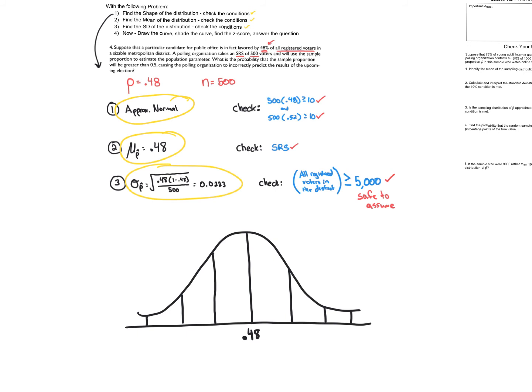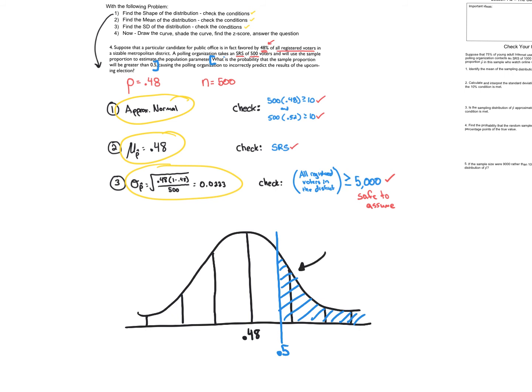So now let's get to the actual question. The actual question says, what is the probability that the sample proportion will be greater than 0.5? So let's find 0.5 on our curve, 0.5, and it said greater than. So we are shading this side over here. And we're just trying to find out what is the probability of what we just shaded, because that would answer the question, right? Now it also tells us to go ahead and do a z-score.